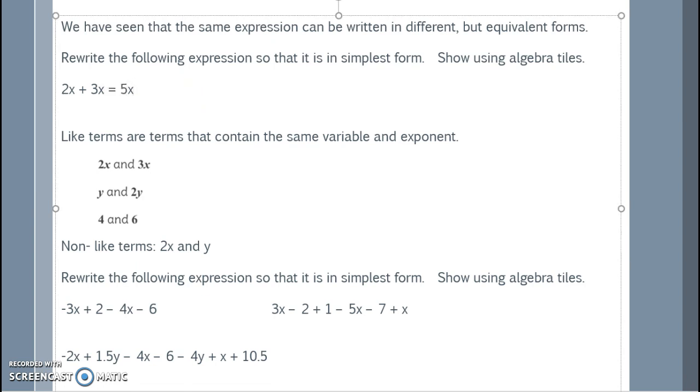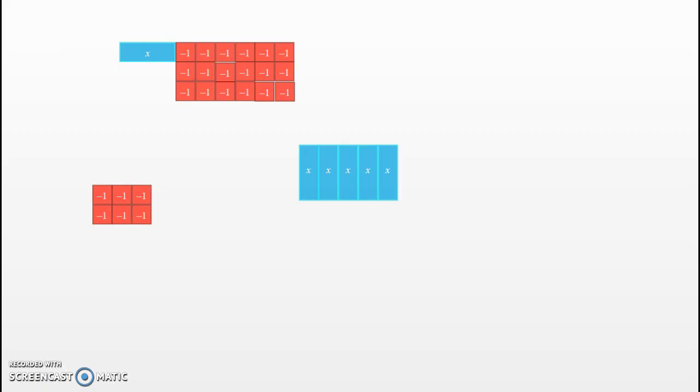Like terms are terms that contain the same variable and exponent, just like 2x and 3x, y and 2y, 4 and 6. Non-like terms would be something like 2x and y. If we look at 2x and we bring out y, these are not the same, so we cannot combine them together.